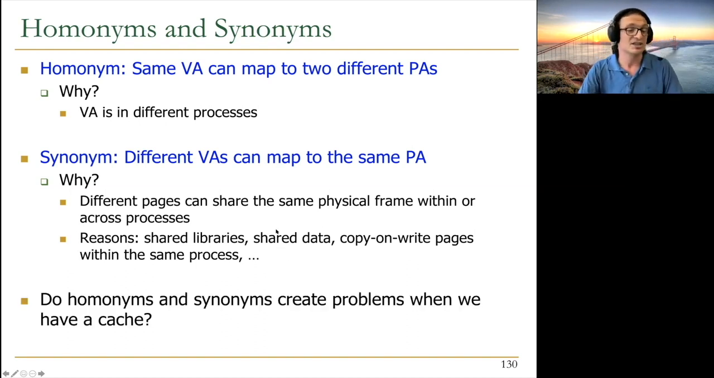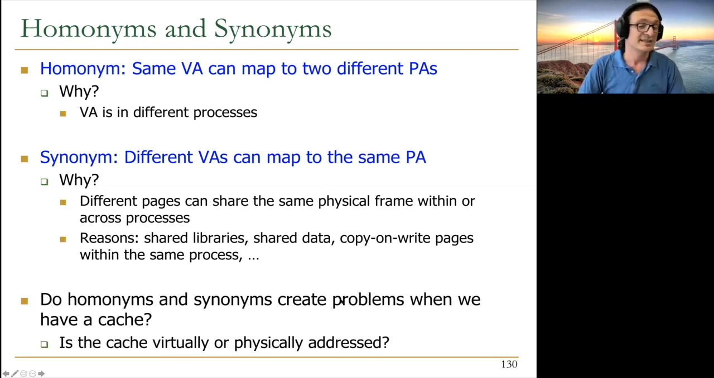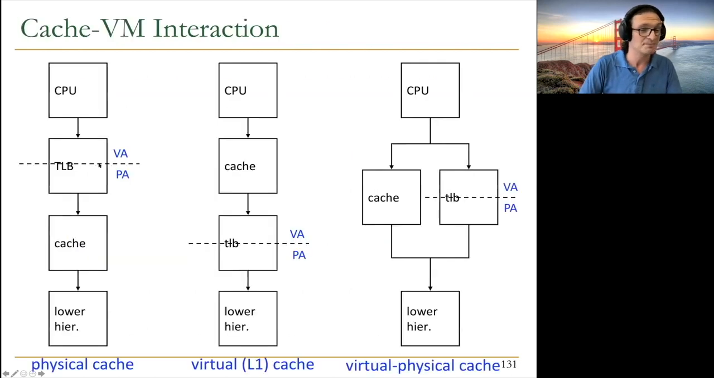And then the question is, do homonyms and synonyms create problems when we have a cache? And is the cache virtually or physically addressed? That becomes a very relevant question over here. And there are ways of solving the synonym problems also. I'm not going to go into detail. I have some backup slides for this, but I would like you to think about it if you're interested in this.